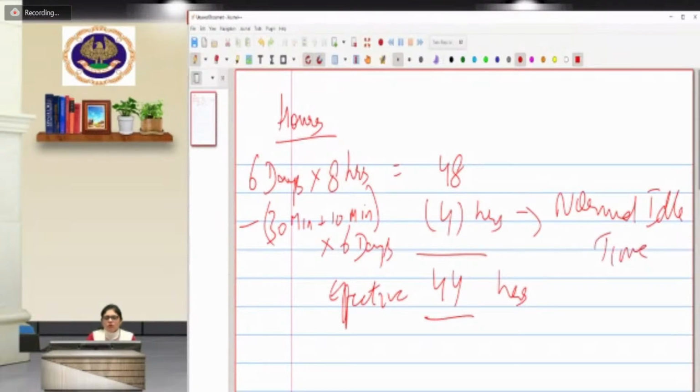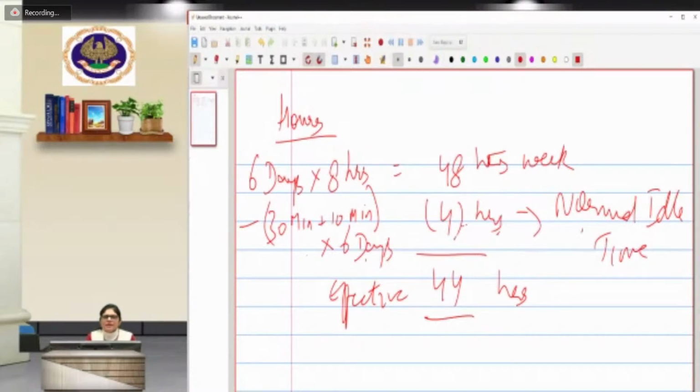All right. Normal idle time we always deduct. So I hope you have understood. 6 days into 8 hours, so 48 hours per week. Here, 40 minutes per day is a break which should be given to the worker. So it's a normal break. 40 minutes per day into 6 days will make out to be 4 hours. So out of 48 hours, 4 hours should be normal idle time.